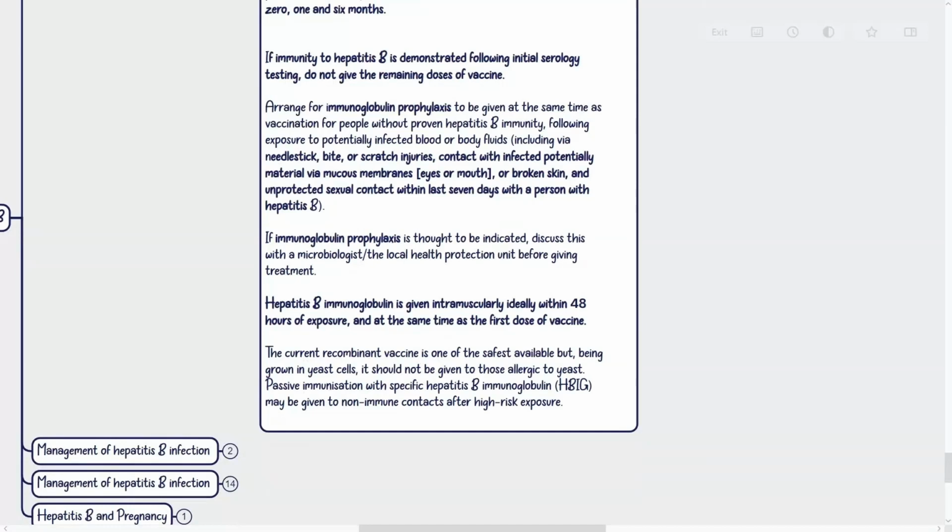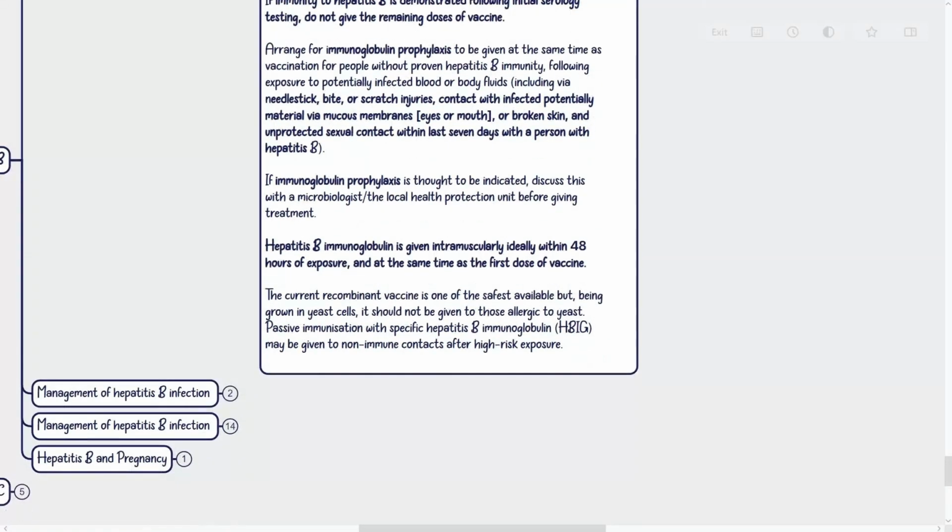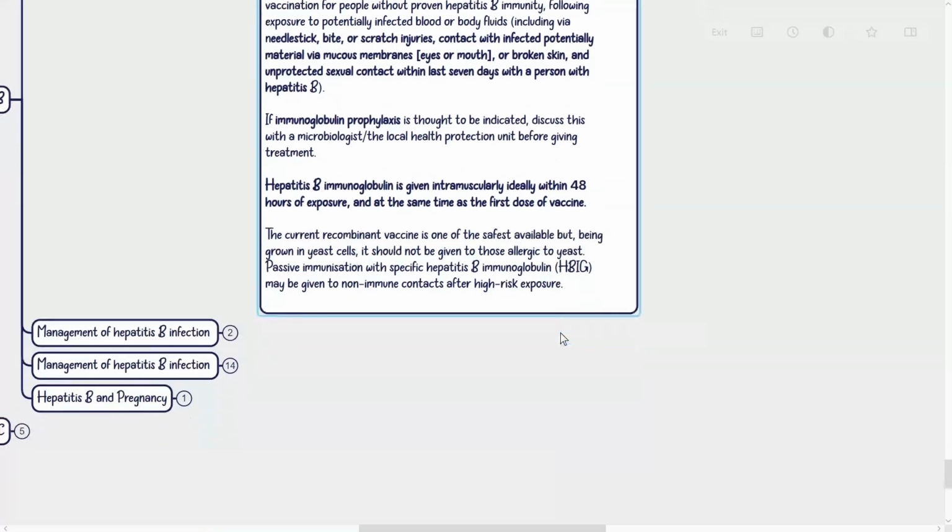If immunoglobulin prophylaxis is thought to be indicated, discuss this with a microbiologist at the local health protection unit before giving treatment. Hepatitis B immunoglobulin is given intramuscularly, ideally within 48 hours of exposure, and at the same time as the first dose of vaccine. The current recombinant vaccine is one of the safest available, but being grown in yeast cells, it should not be given to those allergic to yeast. Passive immunization with specific hepatitis B immunoglobulin, HBIG, may be given to non-immune contacts after high-risk exposure.